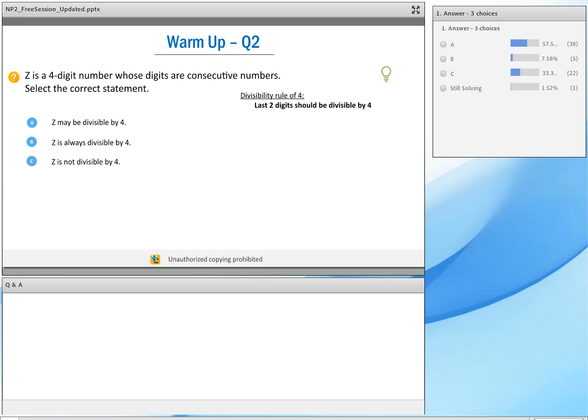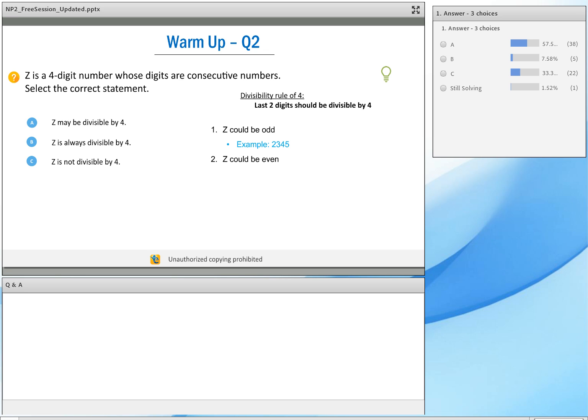All right. So what this is saying is that z is a 4-digit number whose digits are consecutive numbers. If that's true, then which of the following statements is true? Select the correct statement based on the information provided above. So the first thing when you think about this is you could say, hey, z could either be odd or z could be even. So if z is odd, clearly z cannot be divisible by 4. Why? Because the last two digits are not divisible by 4. 4 only divides even numbers.